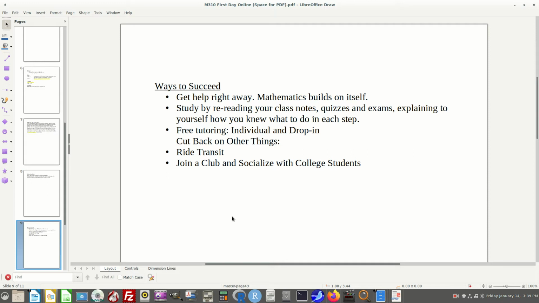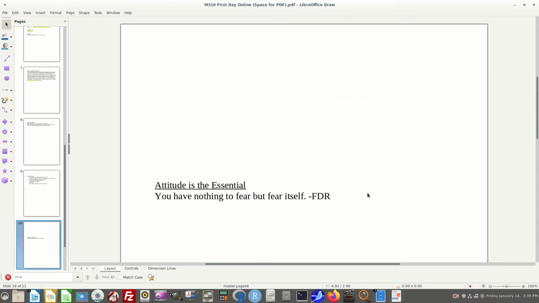There's free tutoring available, individual and drop-in, and without putting too much emphasis on it, cut back on other things. If college is important to you, if making it to the finishing line, if getting to a four-year school and graduate school is important, then cut back on other things. You can save a lot of money just by riding the bus, and hang around with college students. They certainly understand when you say, well, I've got to study this class, I've got to think about this topic. So that's something I encourage you to do.